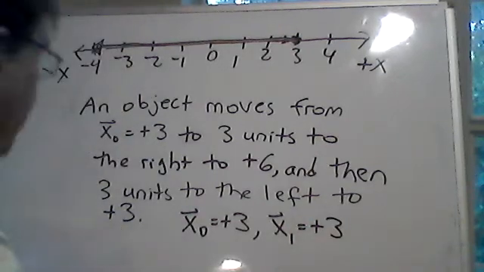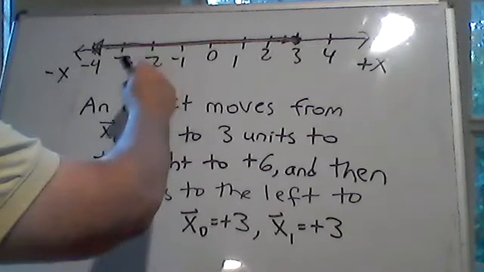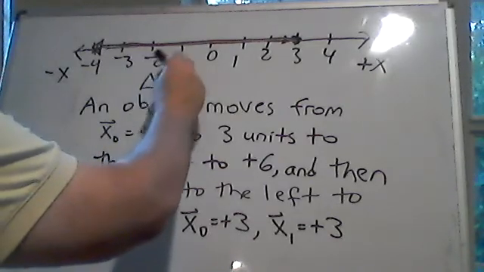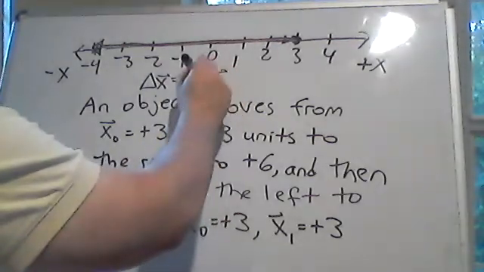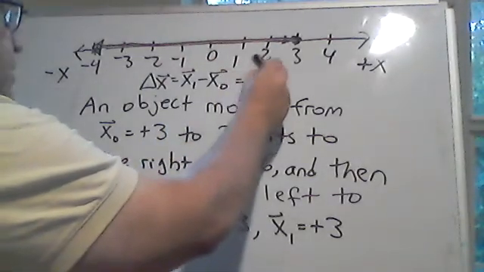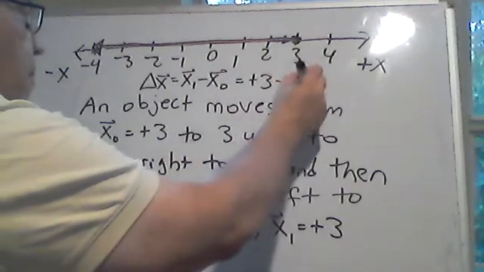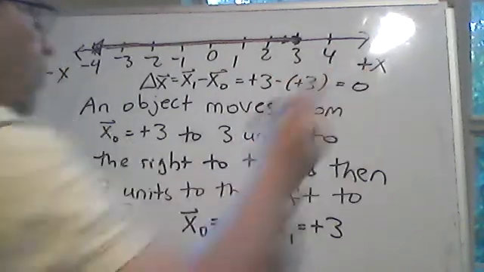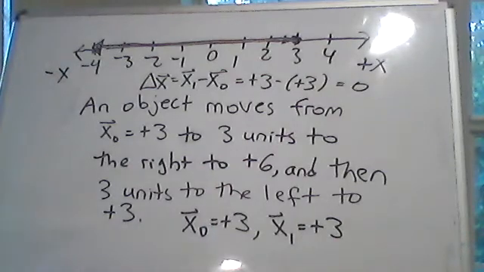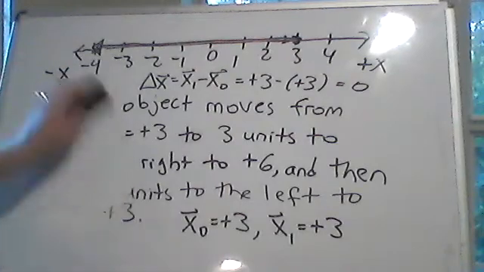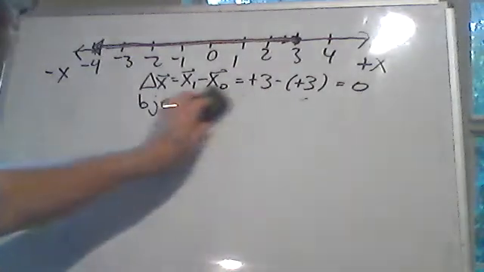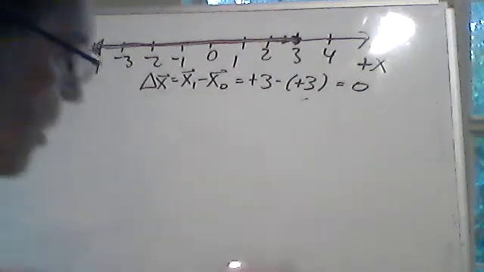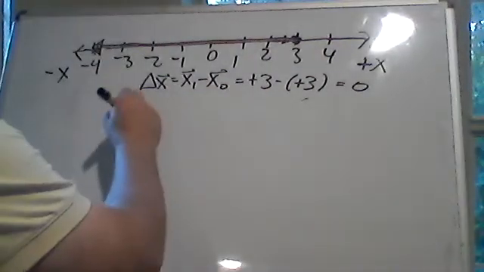That means my displacement, delta x, is going to be x1 minus x0, or positive 3 minus a positive 3, or 0. My displacement is 0. That means my distance is 0. So for this particular example, I have a distance and a displacement vector of 0. So the distance is also 0.